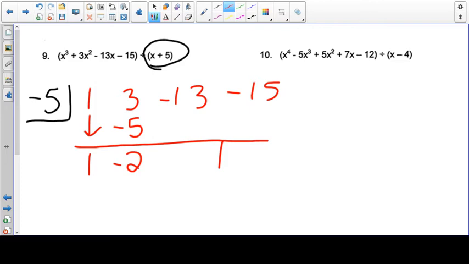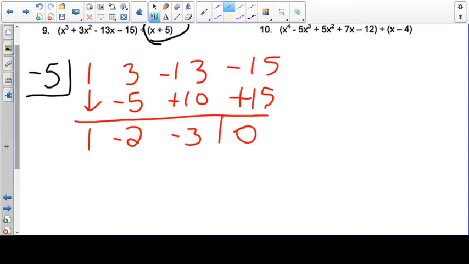I have -2 times -5, which gives me a +10. I have -13 plus 10, which gives me -3. Then -3 times -5, which gives me +15, which means I get 0. So my answer is x squared minus 2x minus 3.